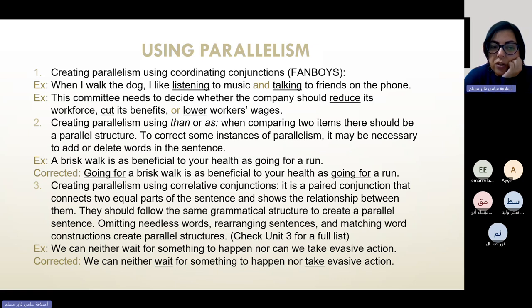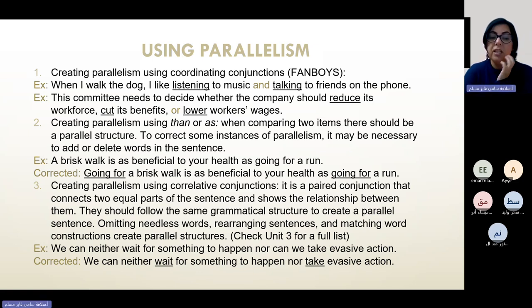Creating parallelism using correlative conjunctions. It is a paired conjunction that connects two equal parts of a sentence and shows the relationship between them. They should follow the same grammatical structure to create a parallel sentence. Omitting needless words, rearranging sentences, and matching word construction create parallelism. So omitting needless words, rearranging the sentence, and matching word construction provides us with good parallelism using a correlative conjunction. Okay, and you have a list in Unit 3 as well of all the correlative conjunctions.